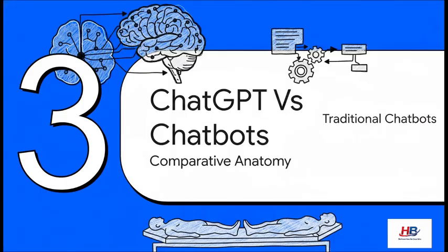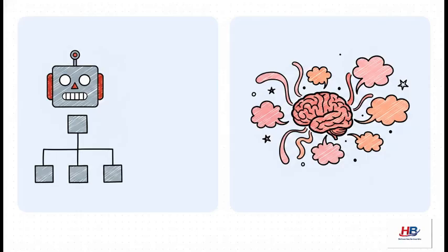Section 3, ChatGPT versus traditional chatbots. Time for some comparative anatomy. And this brilliantly illustrates the massive paradigm shift we've seen in AI recently. You know those traditional rule-based chatbots? They operated on these really rigid decision trees. They lacked what developers call statefulness. That basically means they had absolutely zero memory. Every single time you entered a prompt, the system essentially hit reset. If you asked something even slightly outside their pre-programmed script, boom, you hit a dead end.